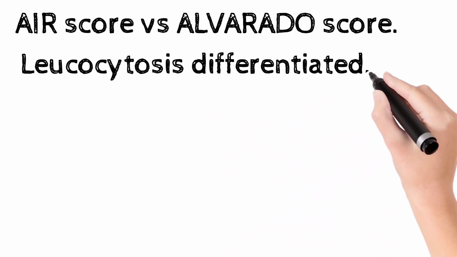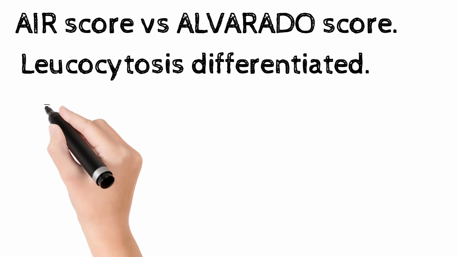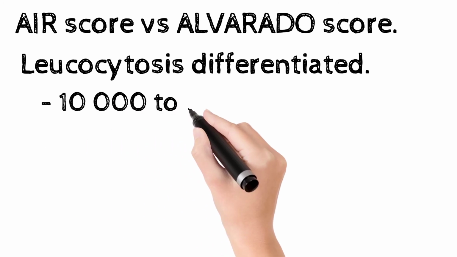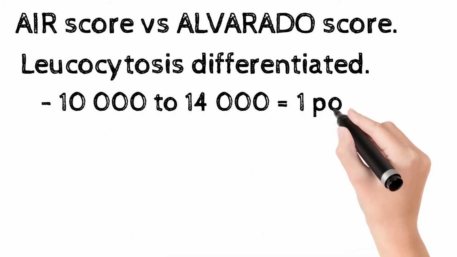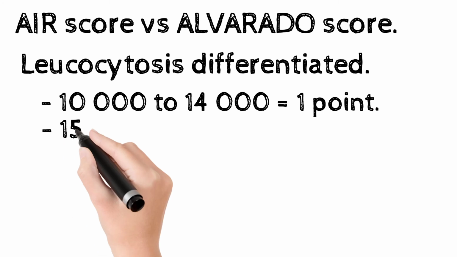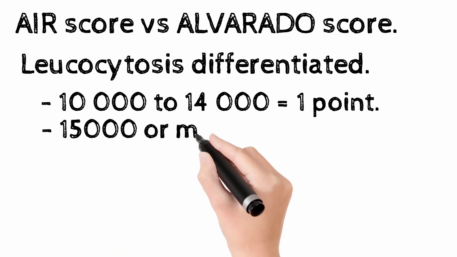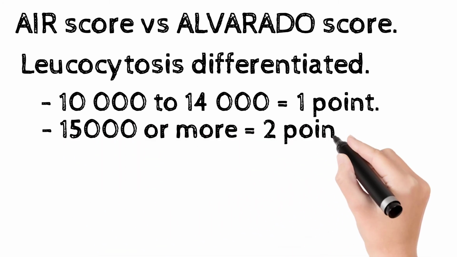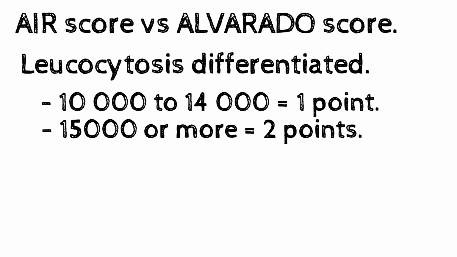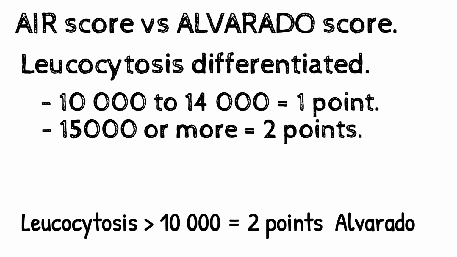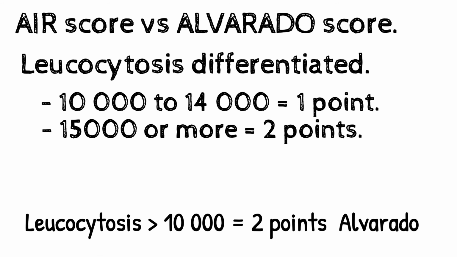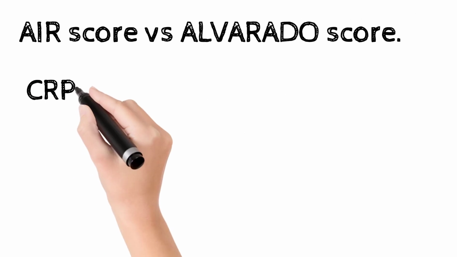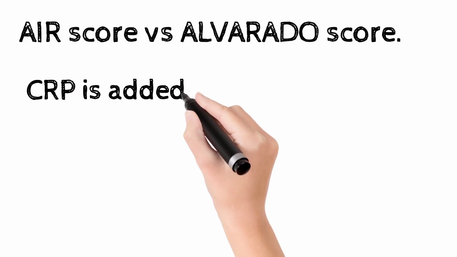The leukocytosis in the Appendicitis Inflammatory Response score is also differentiated. Leukocytosis of 10 to 14 is given 1 point. Leukocytosis of 15 or more is given 2 points. The Alvarado score did not differentiate its leukocytosis above 10,000, which it just gave 2 points. So this is another difference.